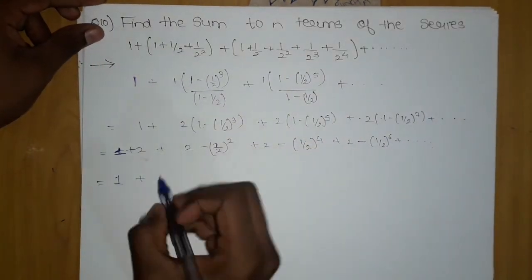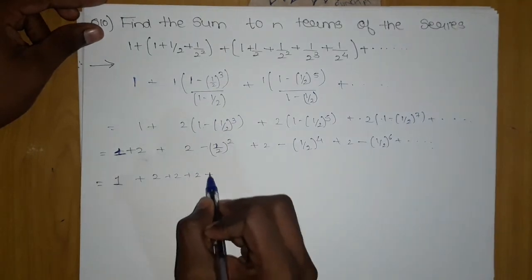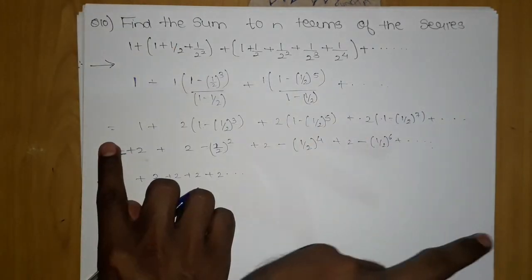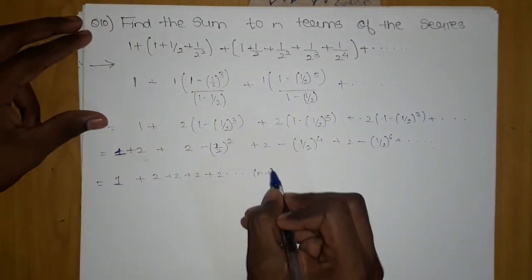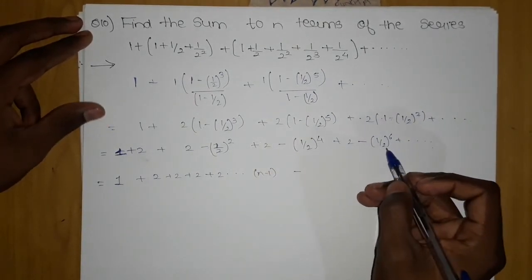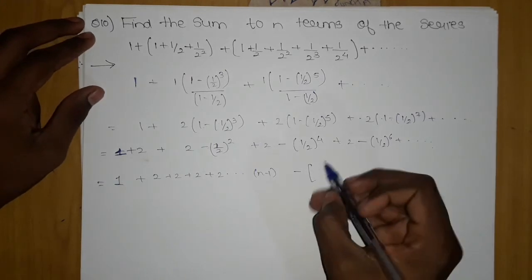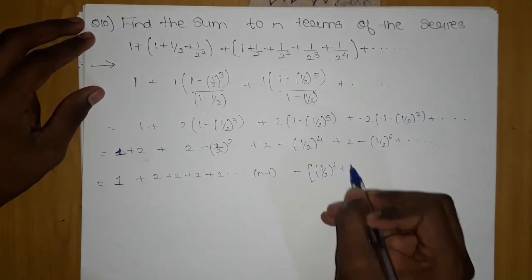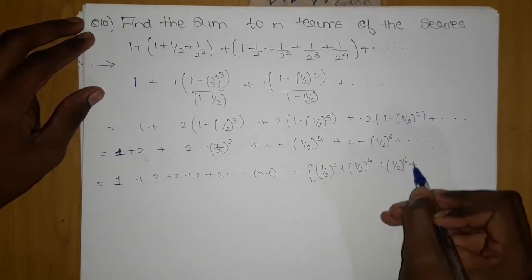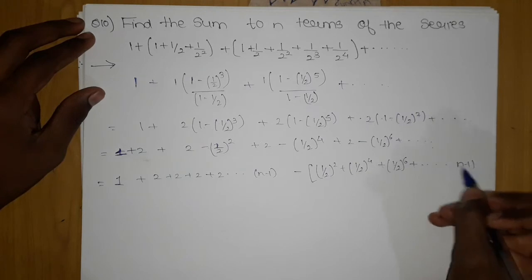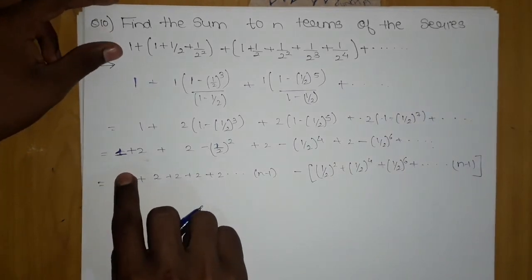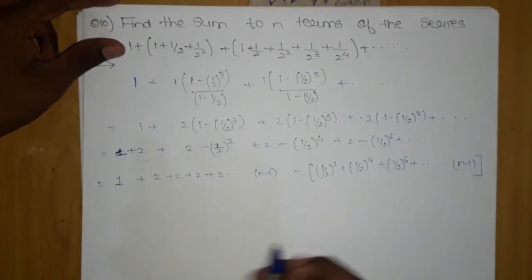Further on, if I bring all the 2's, 2 plus 2 plus 2 plus 2 plus 2, till how many terms? Here one term is missing. Rest all are n minus 1 terms, so the last term will be n minus 1. If I bring minus of this, 1 by 2 power 2, 1 by 2 power 4, 1 by 2 power 6, and so on till n minus 1 terms. Here also, because one term is here, it would have been n, but since 1 is not included, it will be n minus 1.